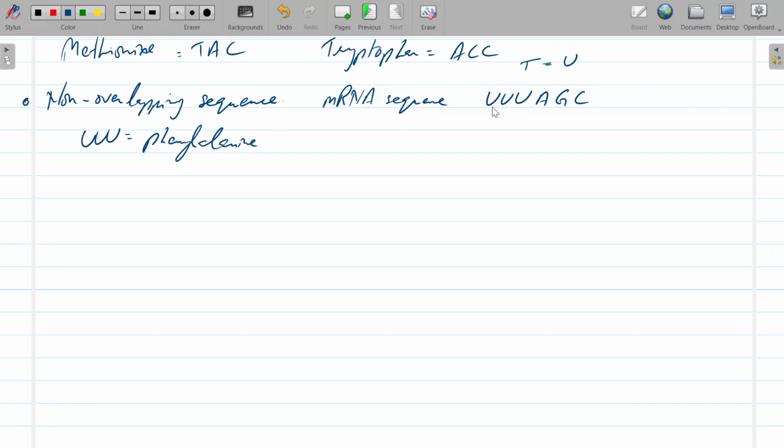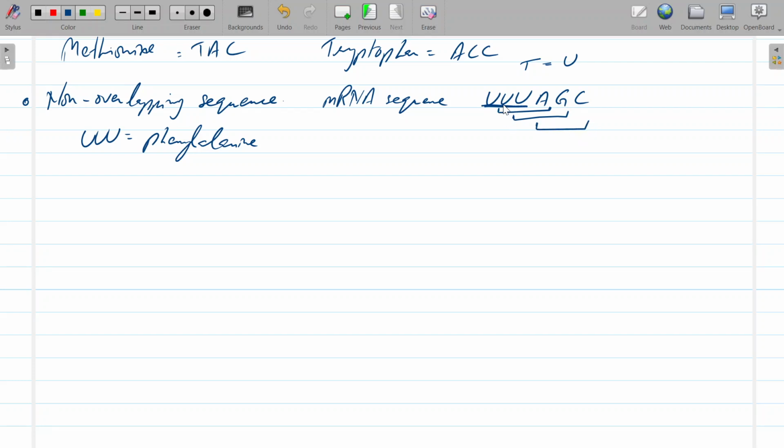Now we talked about the triplet code, right? What does it mean by it being non-overlapping? If it were overlapping, you start off with the first three, and then you leave the first and go with the next three, and then the next three, so there's overlap.